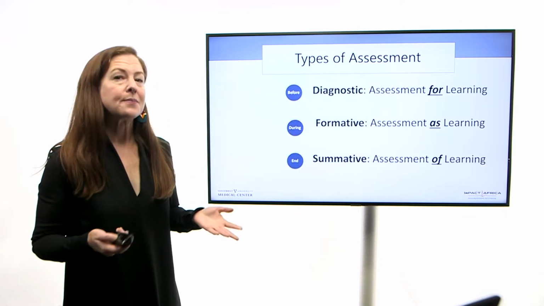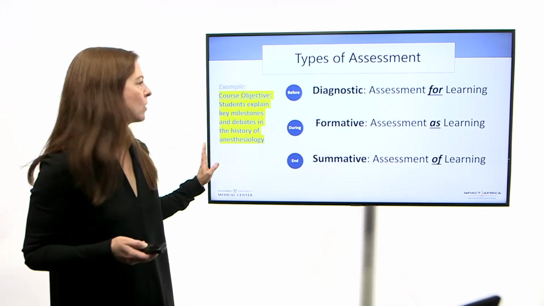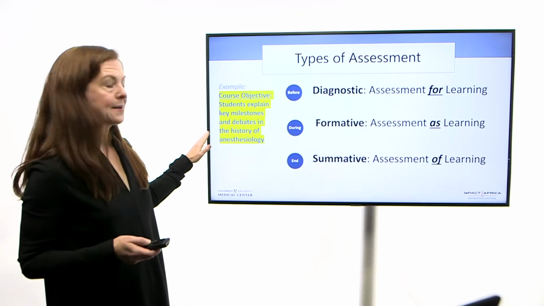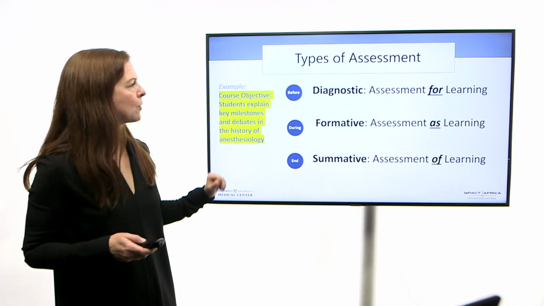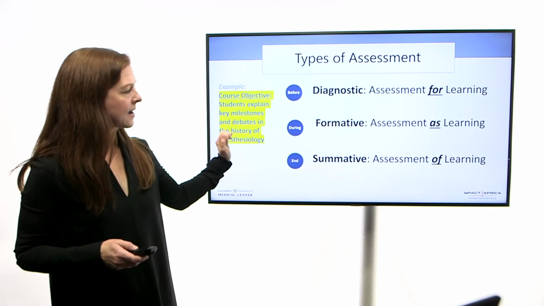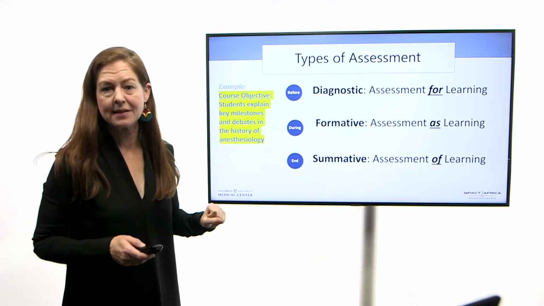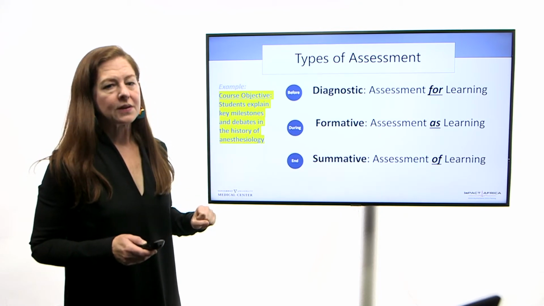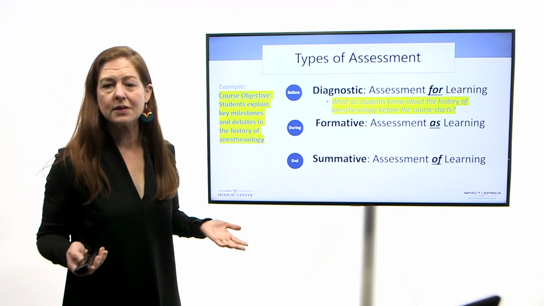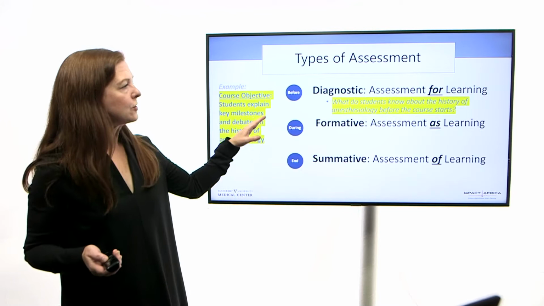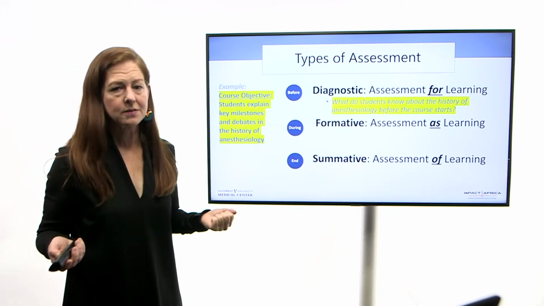If we imagine some examples, we'll use our course objective example from part 1. Students explain key milestones and debates in the history of anesthesiology. So how might we consider diagnostic, formative, and summative assessment that are related to this objective? So for example, what do we need to know before students begin? What do students know about the history of anesthesiology before the course starts?